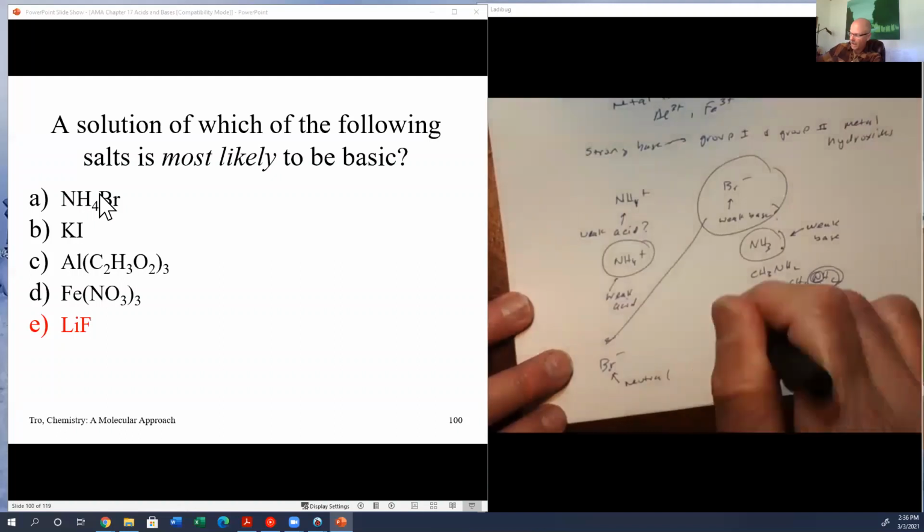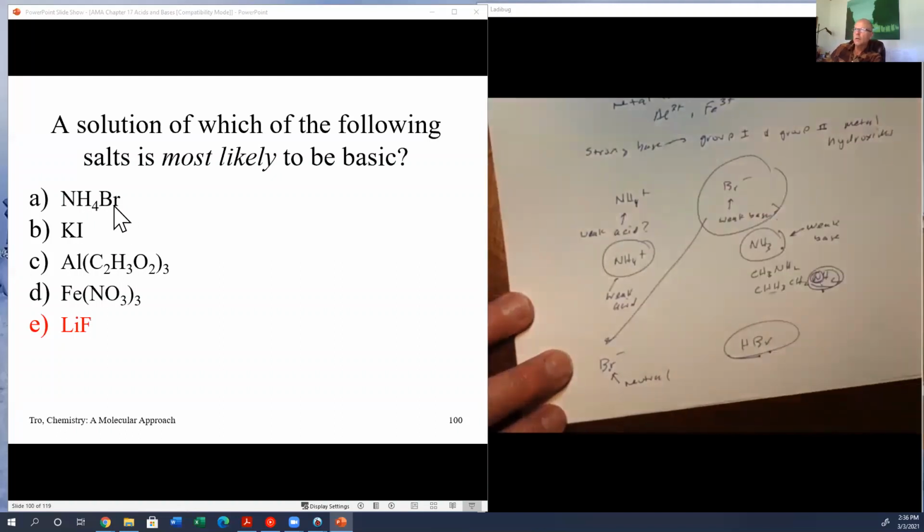So if I have a neutral anion and an acidic cation, then the compound itself is what? Acidic, basic, or neutral? Acidic. Okay. So this first one's acidic, yeah? All right, let's look at the next one.